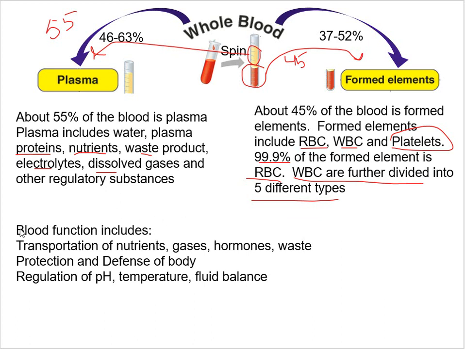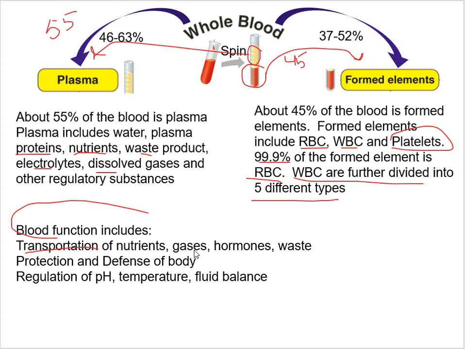So in short, the blood function basically includes transportation. So when we say transportation of nutrients, basically food and nutrients from the intestine after the digestion and absorption, those nutrients from the intestine are picked up by the circulation and transported to the liver, and then the liver distributes them to the cells. Gases, oxygen is picked up from lungs, delivered to the cells.